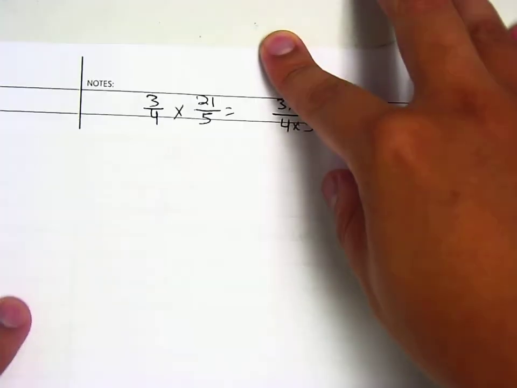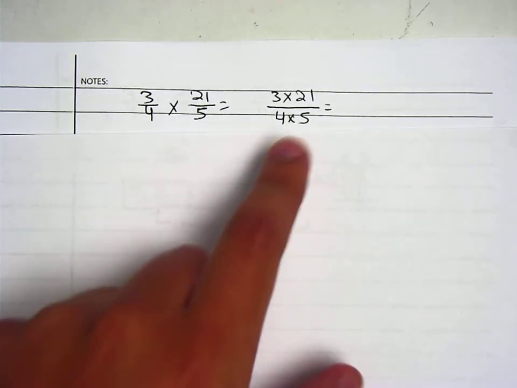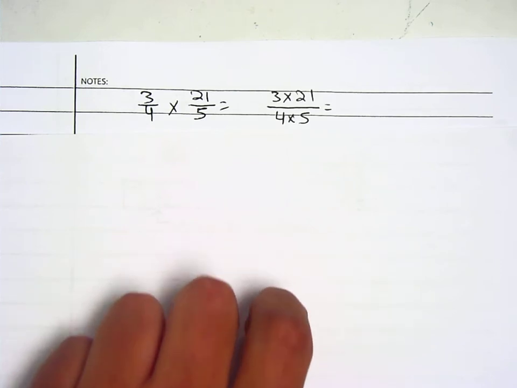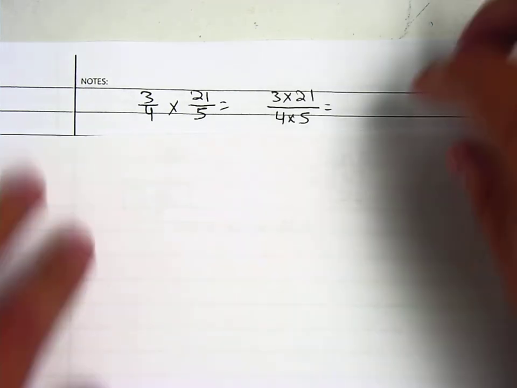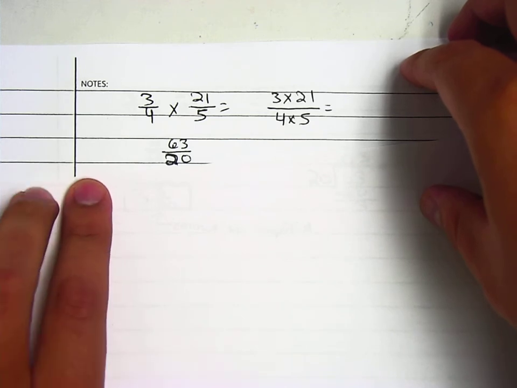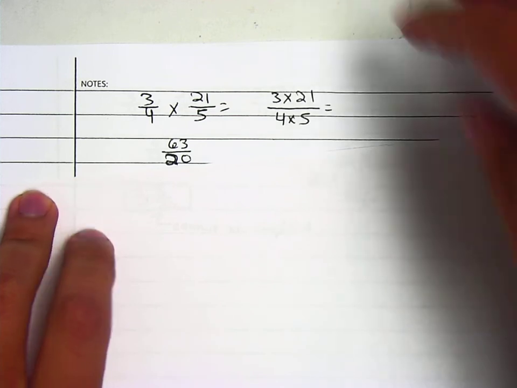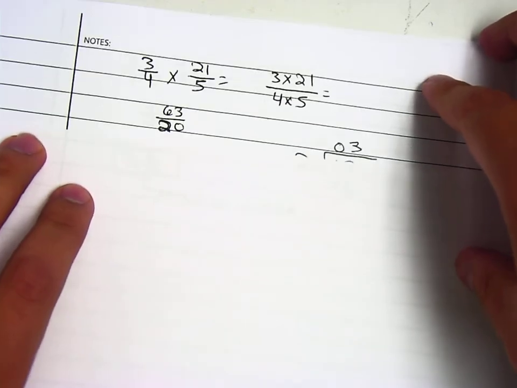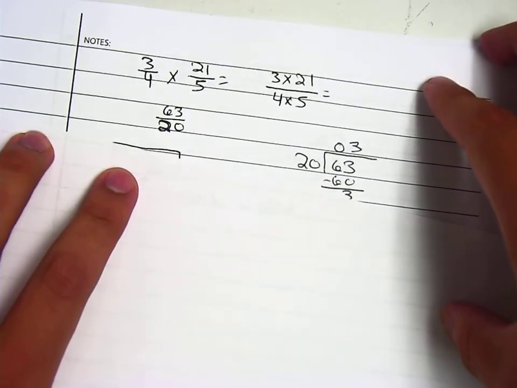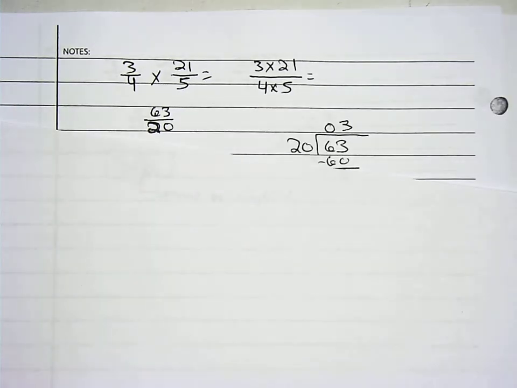So now that we have our improper, we're simply going to do the multiplication. So again, we have 3/4 times 21 over 5, which equals 3 times 21 over 4 times 5, because we're multiplying straight across, which gives us 63 over 20. Again, this is an improper fraction, so now we have to simplify it. We're going to divide. Again, our 63 is our dividend and our 20 is our divisor.